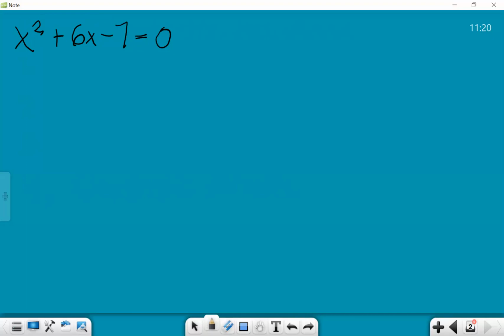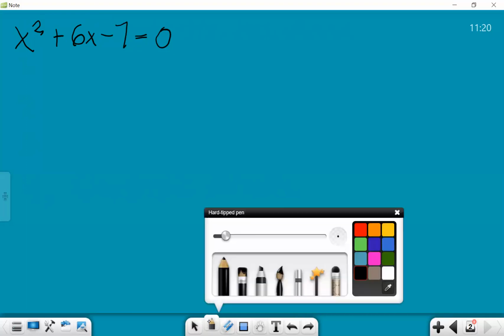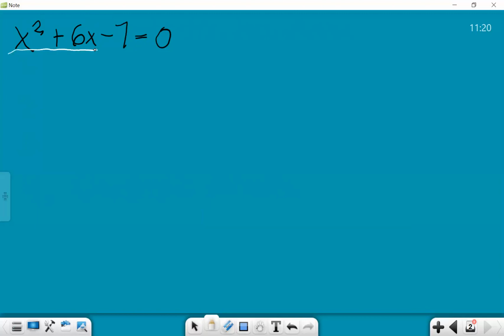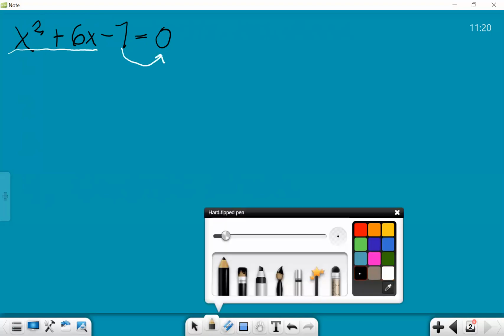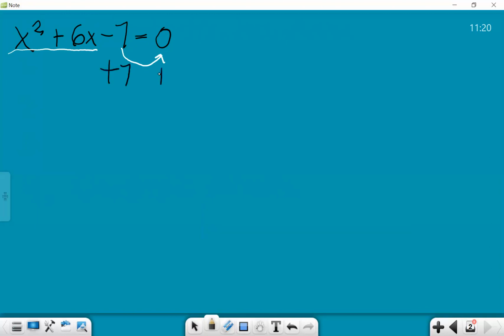All right, so if I'm going to complete the square, the first thing I want is only the stuff with x's on it on one side. I'm going to move all of my plain numbers to the other side. So we're going to be looking at adding 7 to the other side, and we're going to get x squared plus 6x equals 7.